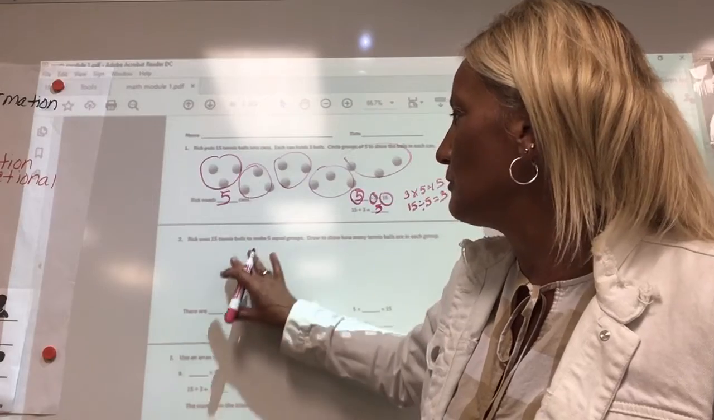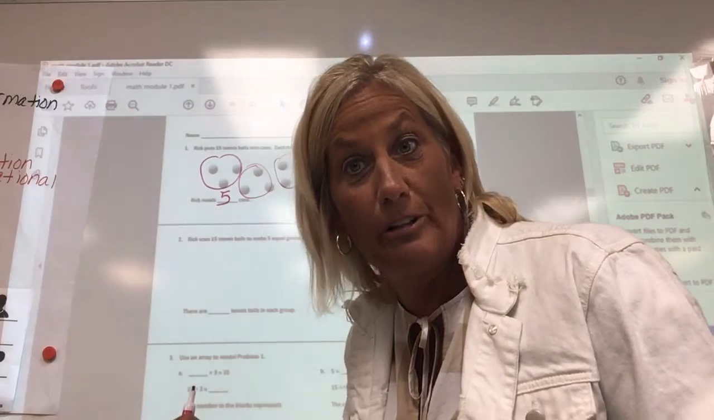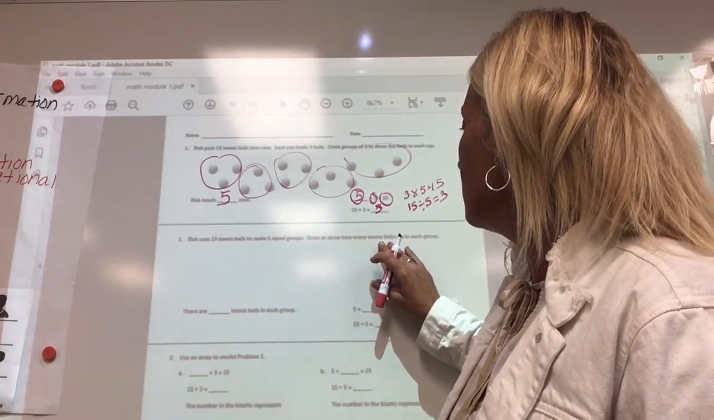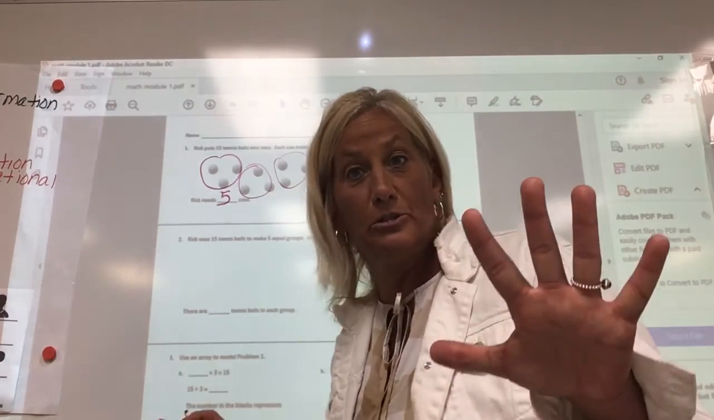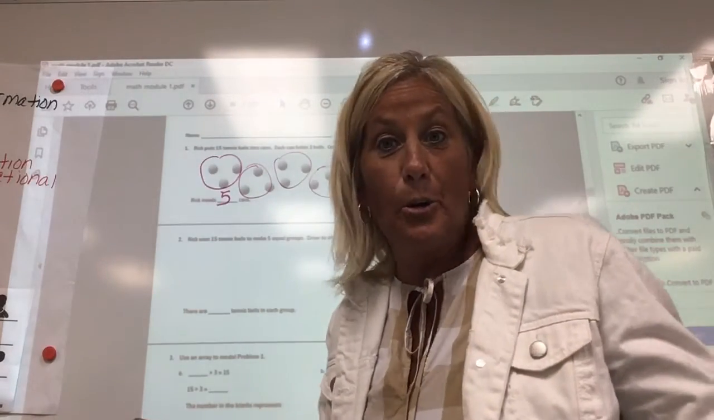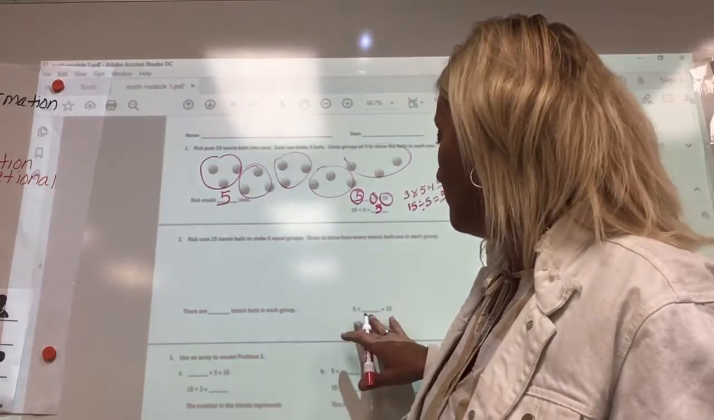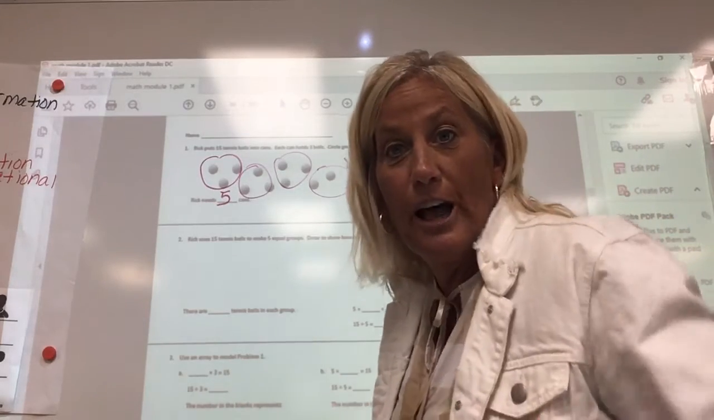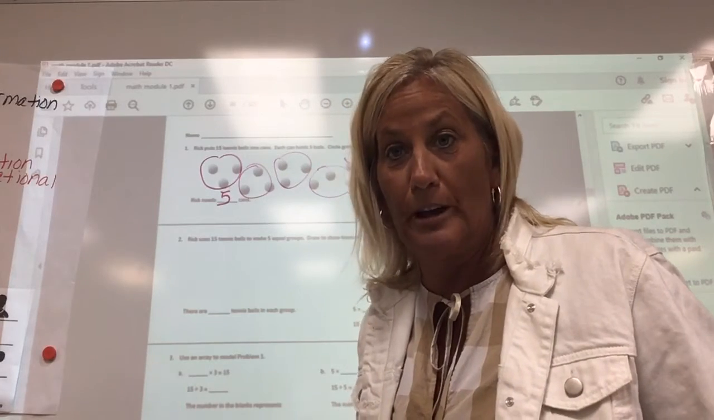Then it says Rick uses 15 tennis balls to make 5 equal groups. So now they're doing the reversal. Instead of putting them into cans, it says draw to show how many tennis balls are in each group. So now you have to put them into 5 equal groups and see how many you're going to have in each group. Well, you might already know that because we just did the turnaround fact, but you need to draw it for me. And then fill in this information. And then down here you're doing a fact family again of those numbers when you multiply and divide, okay?